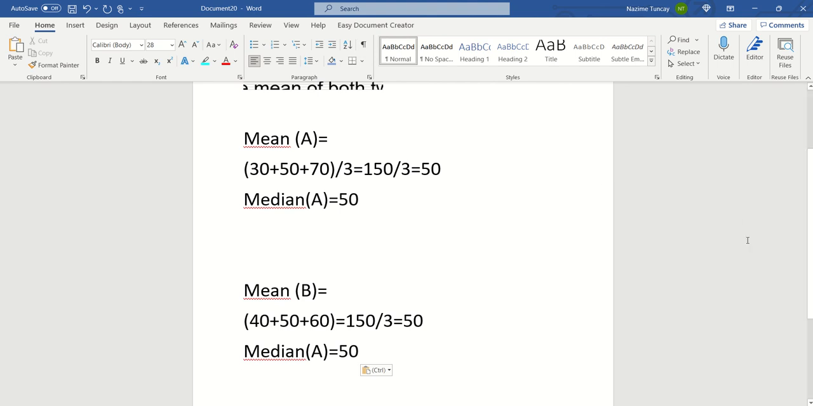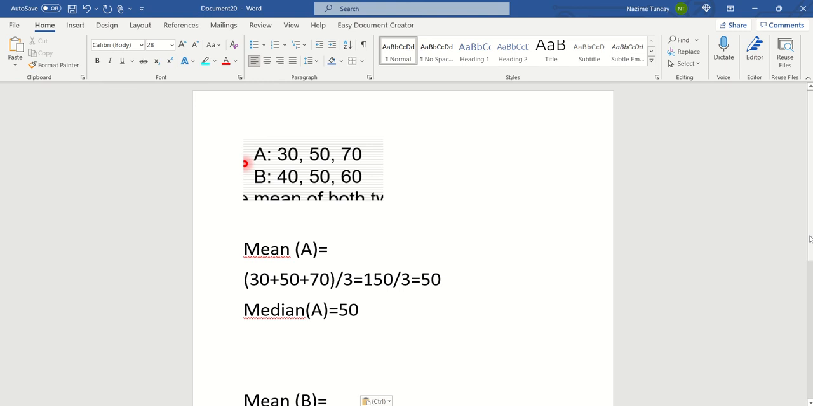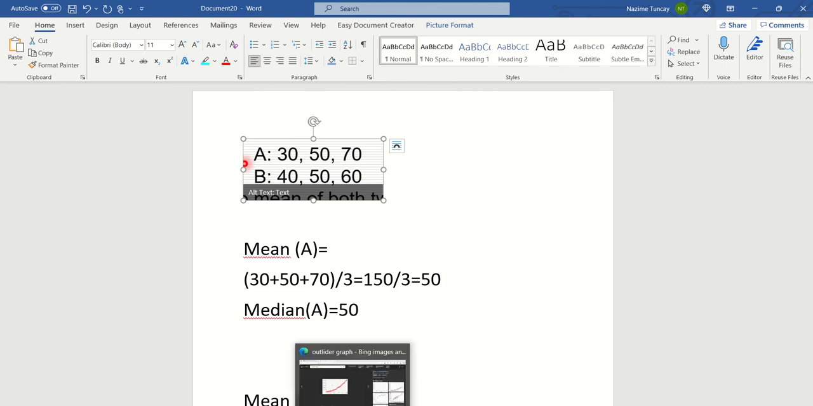Yes, and the mode is 1. Frequency of 30 is 1, frequency of 50 is 1, frequency of 70 is 1. So these two are normal distributions. What we see here is that mean, median, and mode are equal, therefore they are normal, but they are different numbers. It's possible.